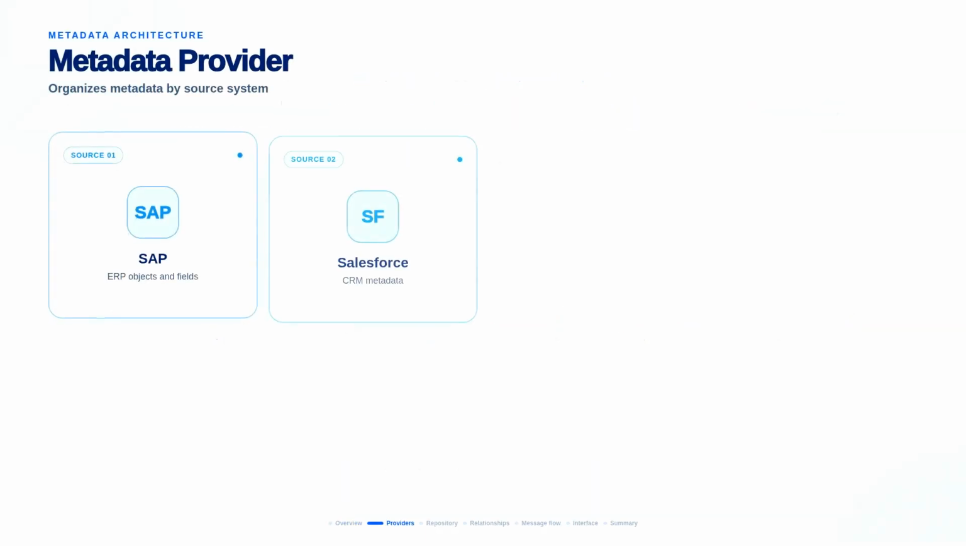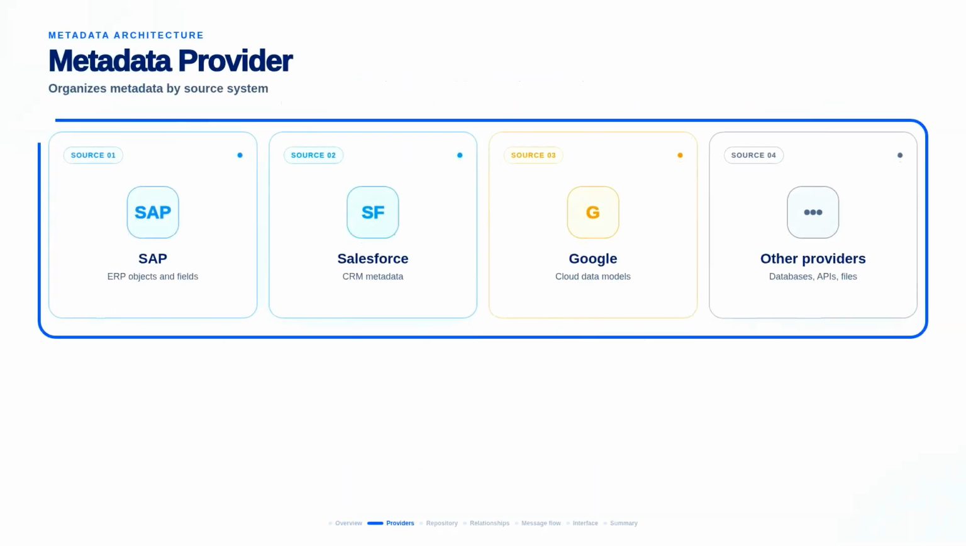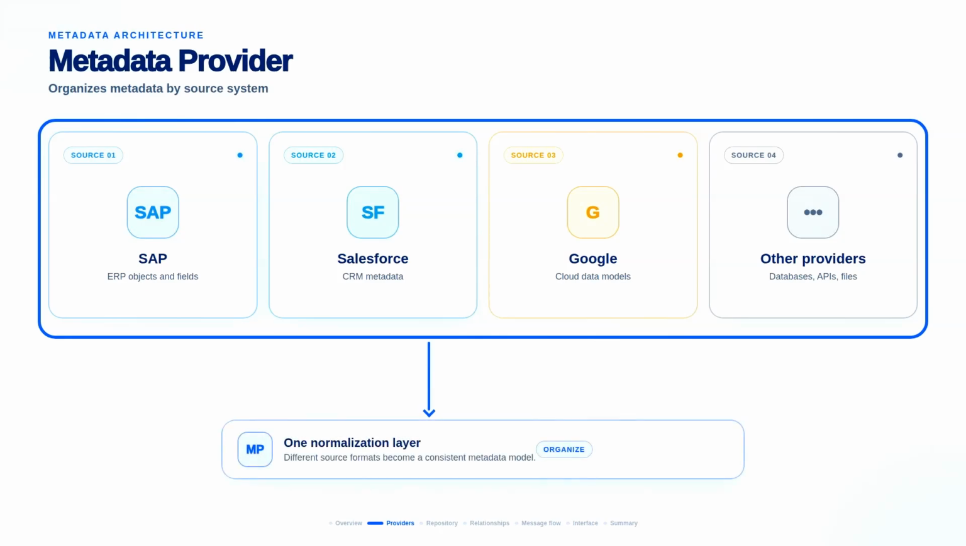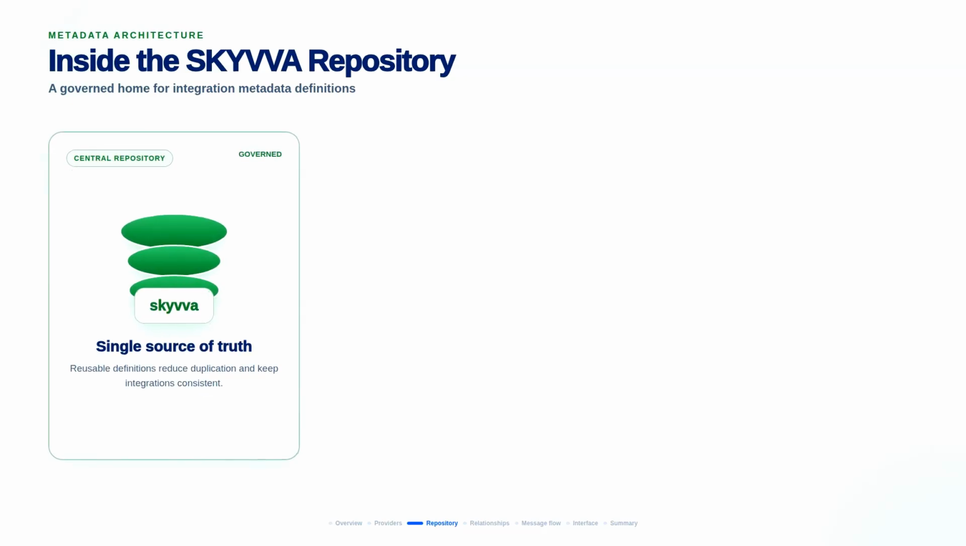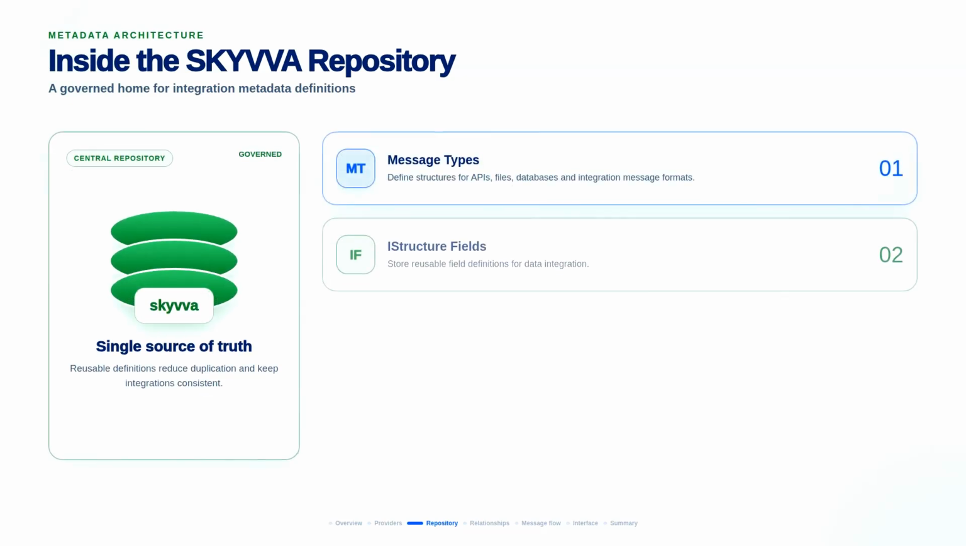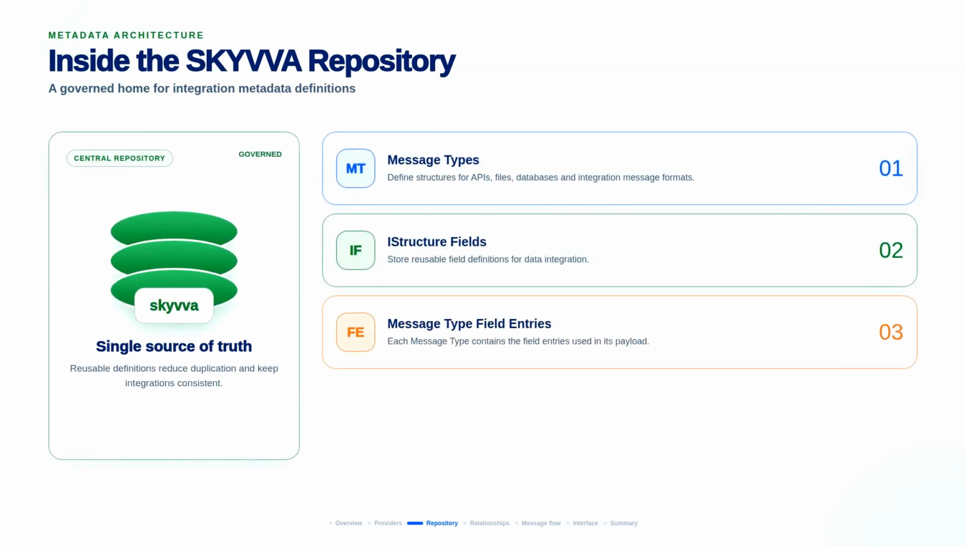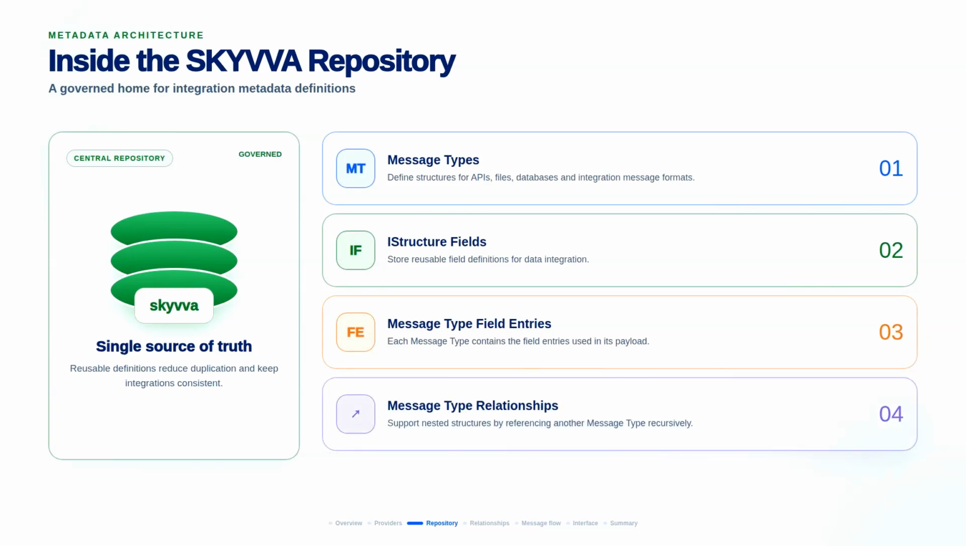The metadata provider organizes integration metadata by source system. Different providers can represent systems such as SAP, Salesforce, Google, databases, APIs, and other external systems. The SKYVVA repository stores message types, IStructure fields, message type field entries, and message type relationships. Together, these components provide a reusable metadata model for integration.